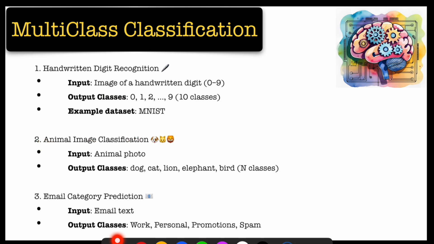Animal image classification. Let's say you are given a few animal photos and you have to classify them as dog, cat, lion, elephant, bird or any other animal class. Email category prediction. Let's say you are given email text and you have to find out the type of the email, whether it's a work email, personal email, promotions or spam email.